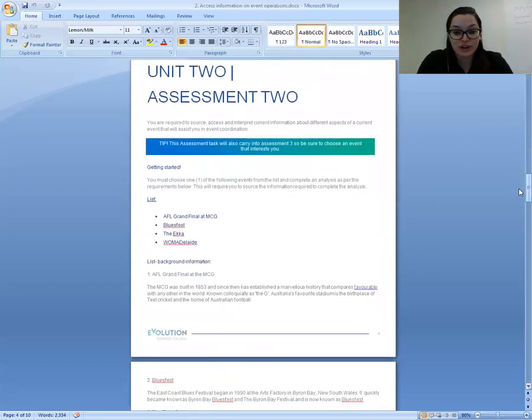Alrighty, so we're moving straight on to assessment 2. This is the one where it's a little bit more in depth of what you're actually going to be covering off on. This is probably the one with the biggest amount of work really for this unit. So you're going to choose a specific event that we've listed. So you've got the AFL Grand Final at the MCG, the Blues Fest, the Ekka, or Warm Adelaide.